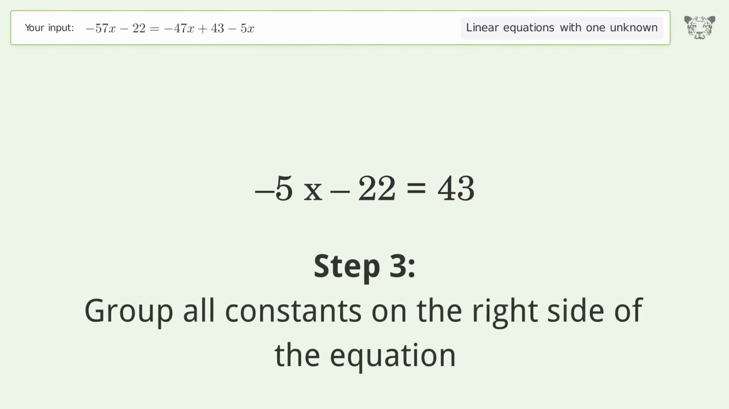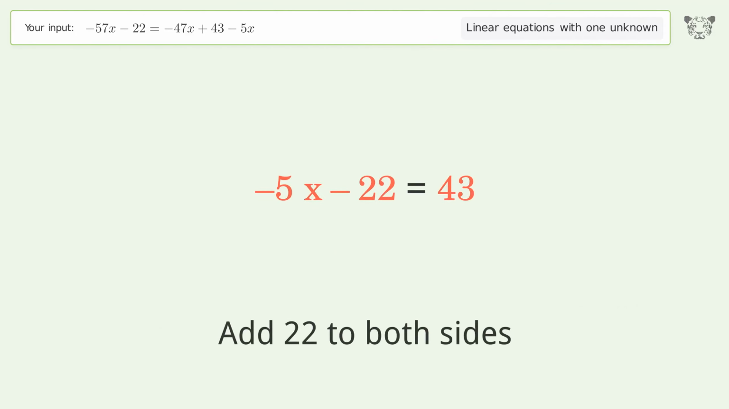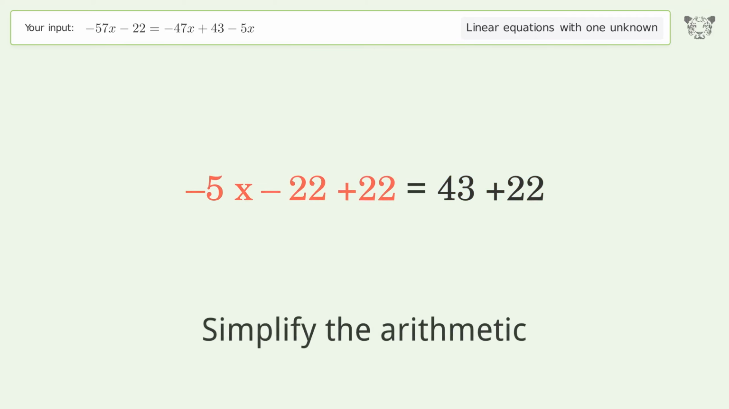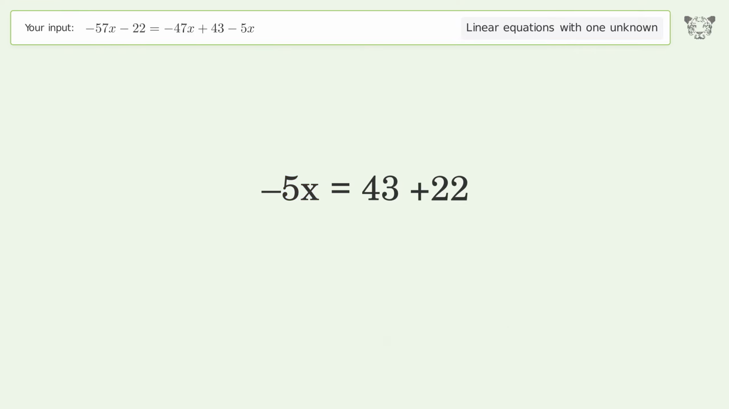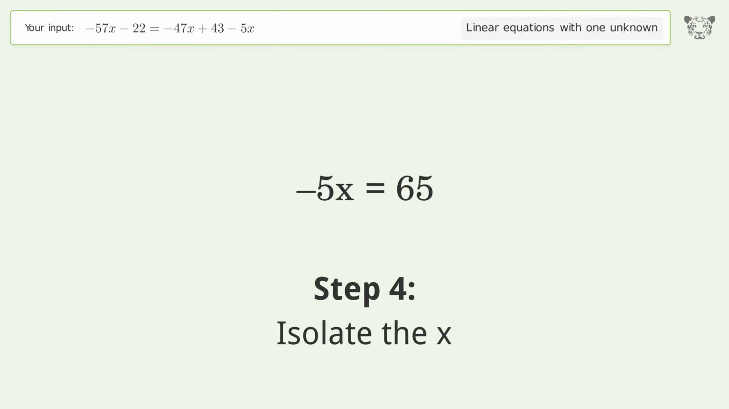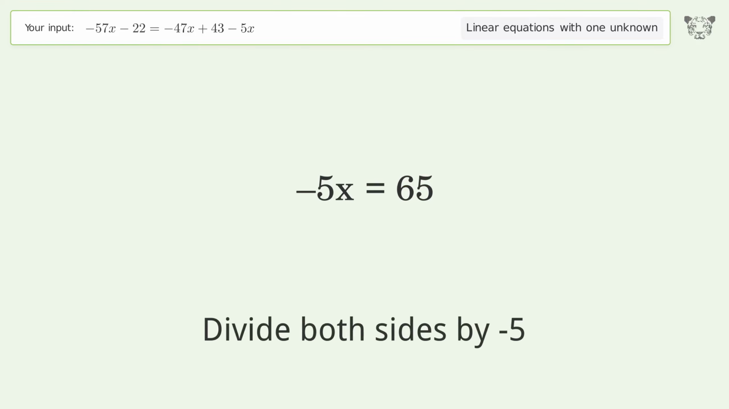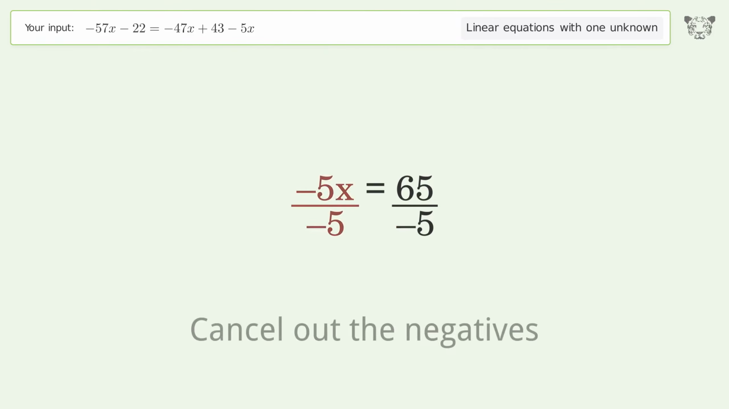Group all constants on the right side of the equation. Add 22 to both sides. Simplify the arithmetic. Isolate the x. Divide both sides by -5. Cancel out the negatives.